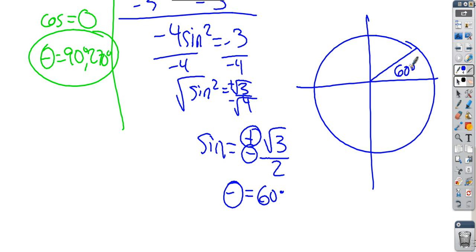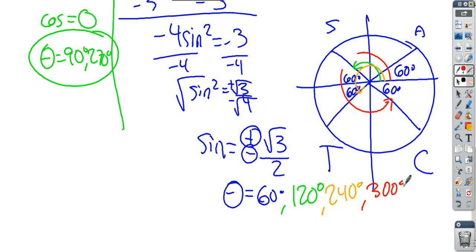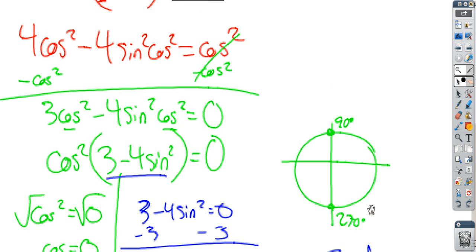So this is the 60 right here, but then we need all 4 places because sine is positive in those 2 and it's negative in those 2. So those are all going to be reference angles of 60. And the easiest way to do this, well, we know that one of them is 60. This one is 180 minus that 60, which is 120. Okay, this one right here is going to be 180 plus that 60, which is 240. And this last one is going to be 360 minus that last 60, which is 300. So we ended up getting 4 solutions there, and 2, those 90 and 270, the other one.